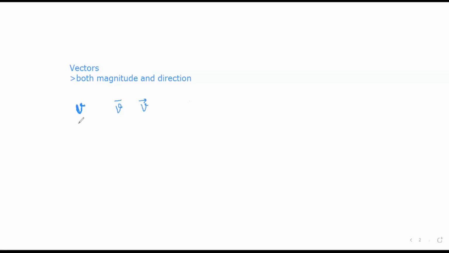And the magnitude, that is the length of any vector, is written as mod of v. So this is the magnitude, or we can say the absolute value of that vector. We'll see what all this means a bit later. Another difference between vectors and scalars is that they do not follow the ordinary algebra rules as scalars do.